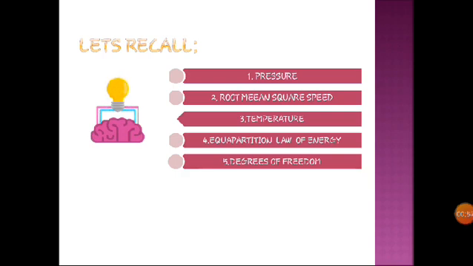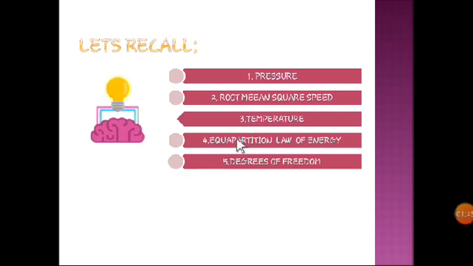And then the second thing we learned was root mean square speed, or you can say root mean square velocity also, which is denoted by VRMS. Then the third point which we learned yesterday was temperature, the temperature of a gas, which is given by energy per mole. Yes, we have done that expression yesterday.